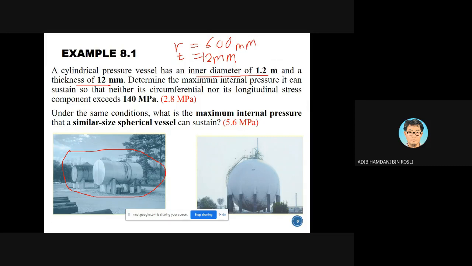So the question asks to find the maximum internal pressure it can sustain, okay, find the maximum P, so that neither the circumferential nor the longitudinal stress component will exceed 140. So we say that sigma 1 and sigma 2 should not exceed 140 megapascal. So this is the maximum stress that we allow for this material. What is the reason behind that? Because basically we say that this is the allowable stress for this kind of design, right? So we'll go to this one first, and then we'll go to the spherical vessel, right?